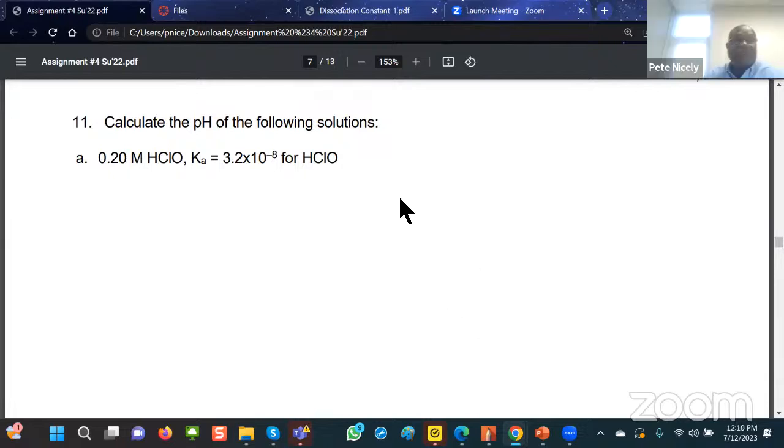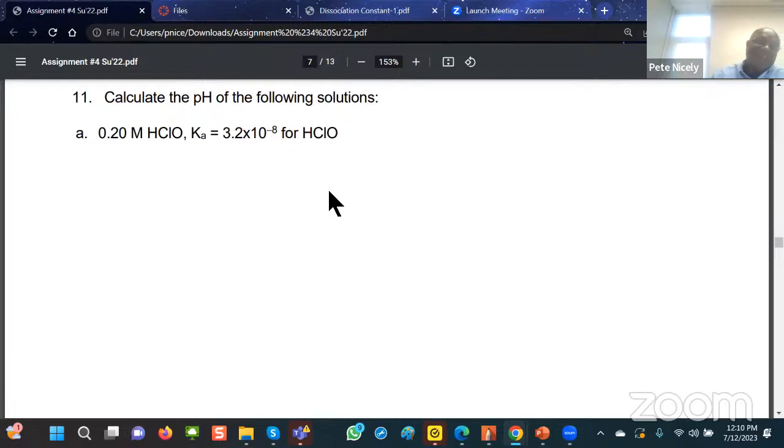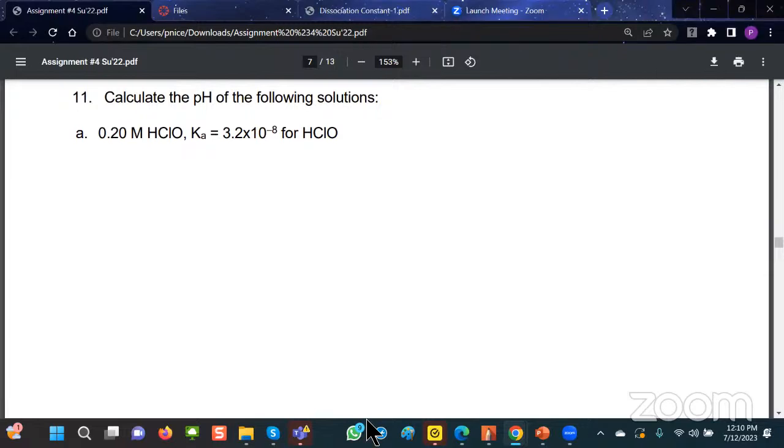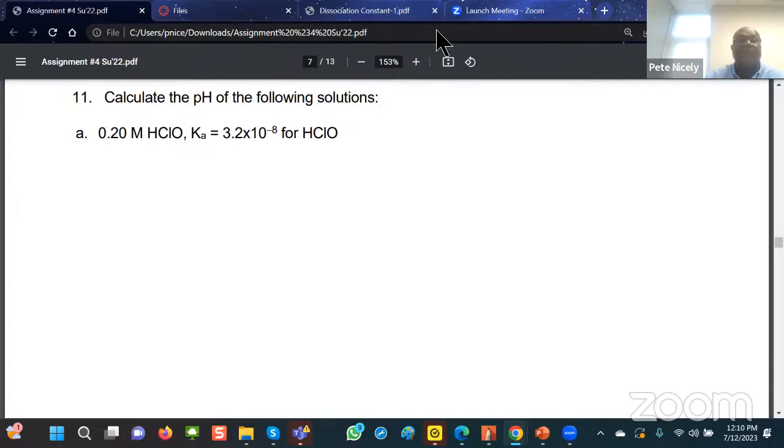Okay, so going back to the assignment, question number 11A, you're asked to find the pH of the solution. So what would be your first step? Write the equation. Okay, so the equation in this case, I'm just going to use HA again. Don't need to write out the entire formula for the acid. So that's going to be H plus A minus.